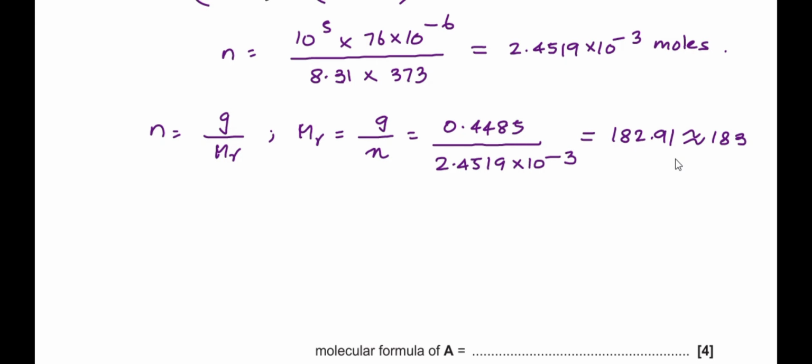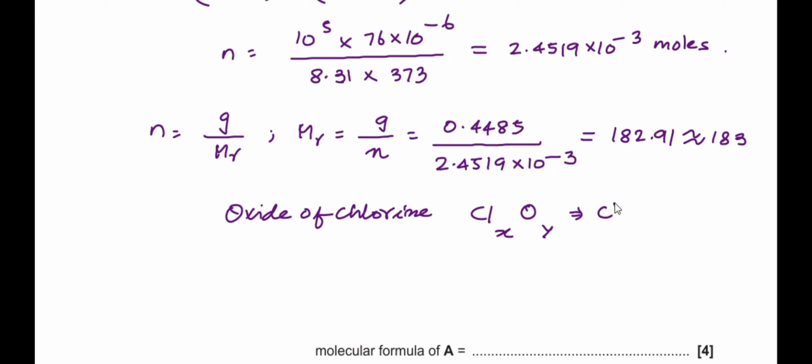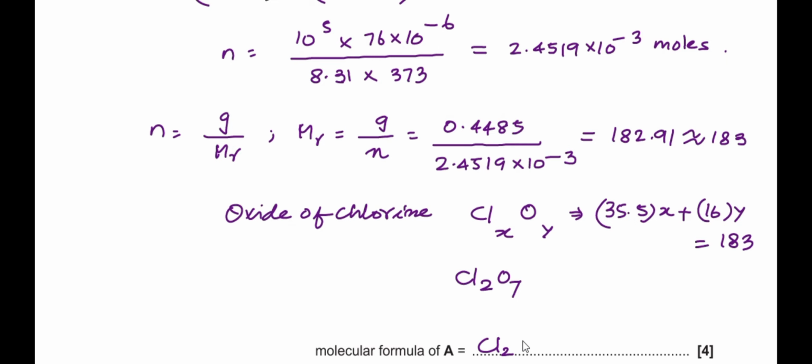So from here on, it's only a trial and error method because we have only been told that it is an oxide of chlorine. So oxide of chlorine means it could be Cl with x atoms and O with y number of atoms. Therefore, Cl is 35.5 times x plus 16 for oxygen times y totals 183. By trial and error and by spending a minute or two, we can get this as Cl2 O7. So the molecular formula of compound A is Cl2O7.